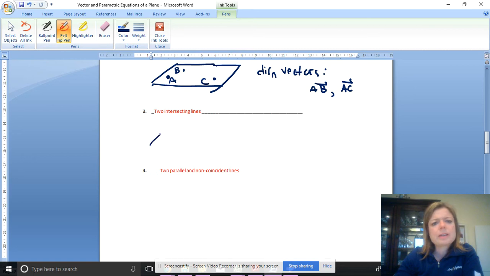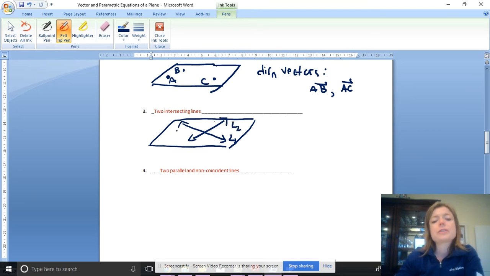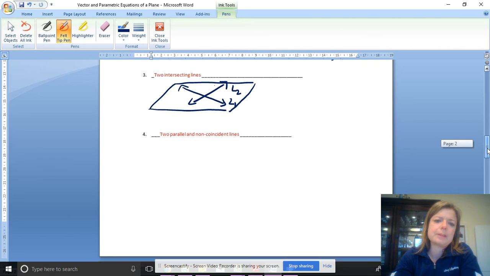Another option is two intersecting lines that are on the plane. So here would be L1, and here would be L2. The two direction vectors would already be given to you through the vector equations of these lines, and then you could choose any points. So that one's quite simple.